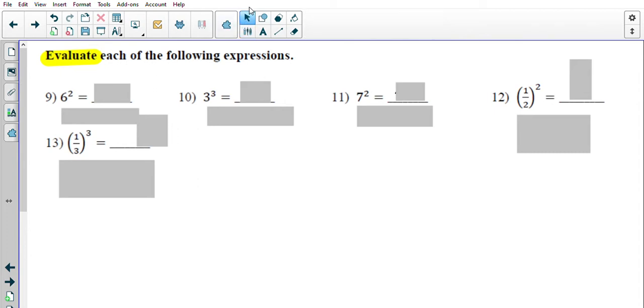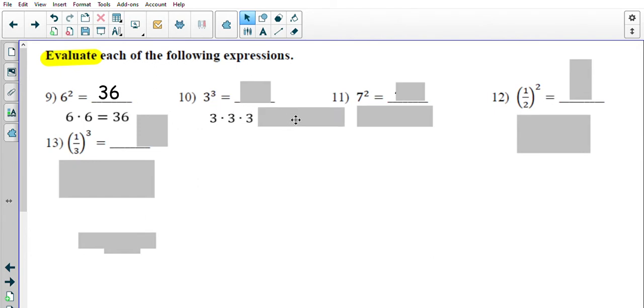Number 9, 6 to the 2nd power is 6 times 6, which of course is 36. You don't need to show work for this, but I am going to show some work for you for these problems. Number 10, 3 to the 3rd power is 3 times 3 times 3. A little bit trickier. 3 times 3 is 9.